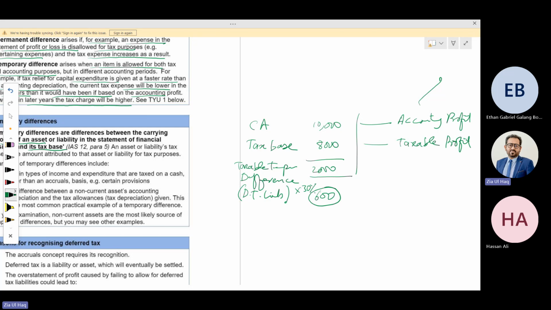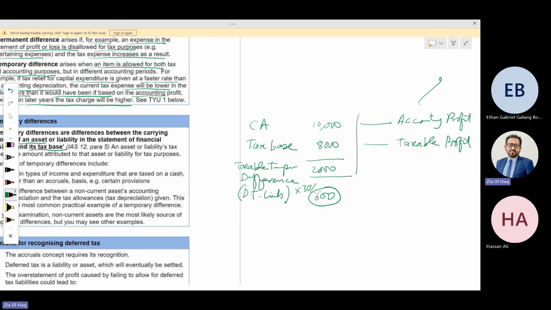While tax base is according to the tax department's calculation. What should be the depreciation? What should be the profit? What should be the carrying amount of the asset? And if the difference is positive, we will call it taxable temporary difference.